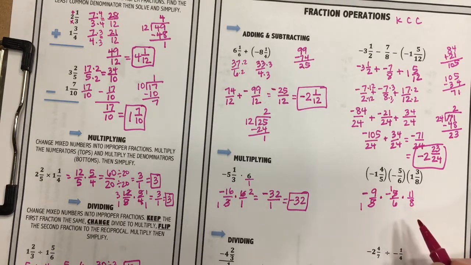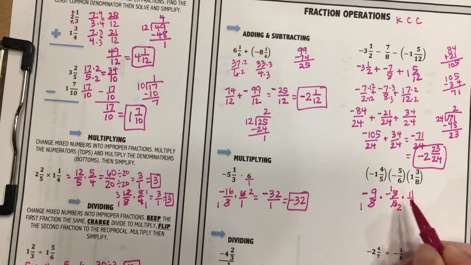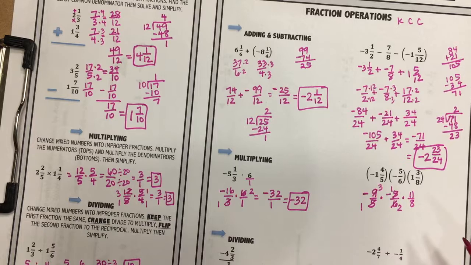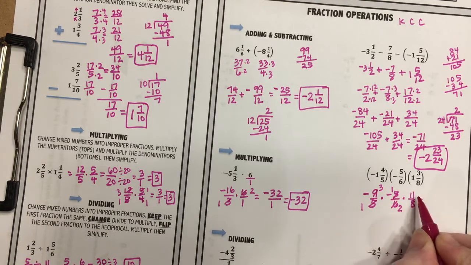9 and 6 are both divisible by 3, so 6 divided by 3 is 2. 9 divided by 3 is 3. Okay, so this is really a negative 3. And then nothing really simplifies. The 3 and the 8 don't simplify. 11 and the 2 don't simplify. So now I'm just going to do the top times the top times the top.